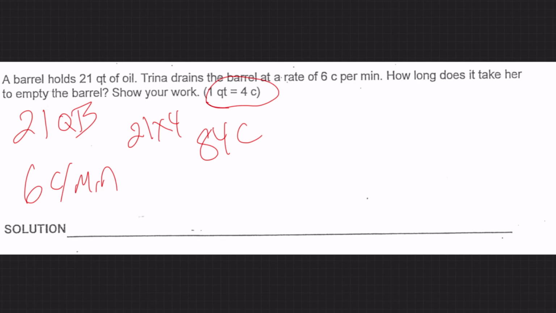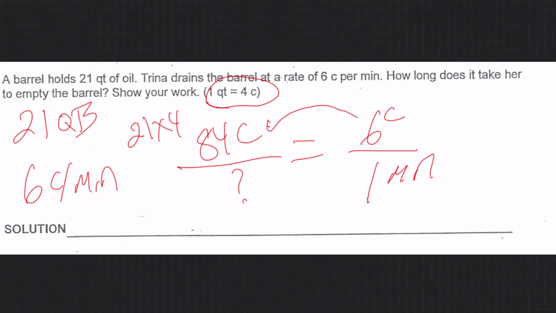Now that we have our cups, we can put that down, 84 cups, and we know that she's draining this thing at a rate of 6 cups per minute. We can set up our equivalent ratio by putting the 6 cups over here and the 1 minute over here. What we don't know is how long will it take to drain 84 cups? Well, we can figure this out by realizing how did we get from 84 to 6? 84 divided by what is 6, or 6 times what is 84? Well, as it turned out, 84 divided by 14 is 6, or 6 times 14 is 84.